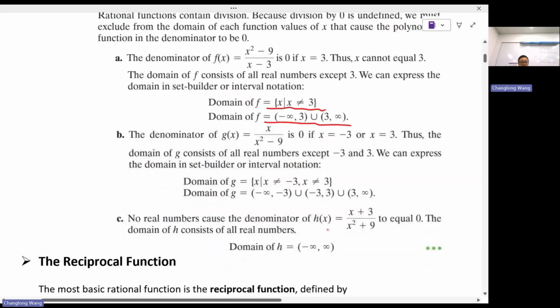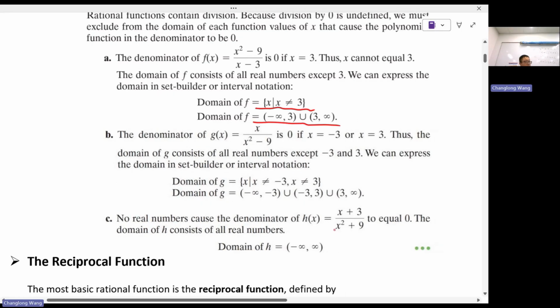Right? And the last one, the denominator is x squared plus 9. They claim that the domain is all real numbers, as if the denominator doesn't really matter. And the reason is fairly straightforward, because no real number for x will ever make the denominator x squared plus 9 zero, right? Because it's always non-negative, okay?